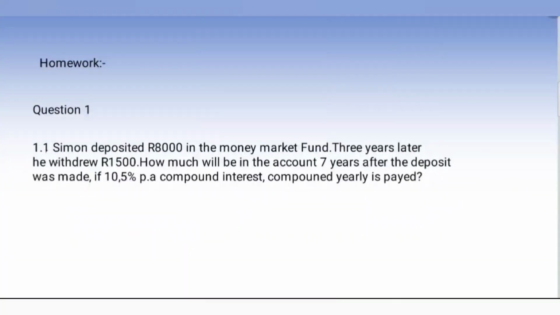That's it. Alright guys, this is the homework that I want to give you in this video. Question 1.1. Simon deposited around 8,000 in the money market fund. After 3 years, he withdrew 1,500. How much will be in the account 7 years after the deposit was made if 10,5% per annum compound interest, compounded yearly, is paid? So this is a very simple question. Here we can see two transactions, one is a deposit, the other one is a withdrawal. And throughout the period, we can see only one interest rate, 10,5%. So you can just draw a timeline and do this question.